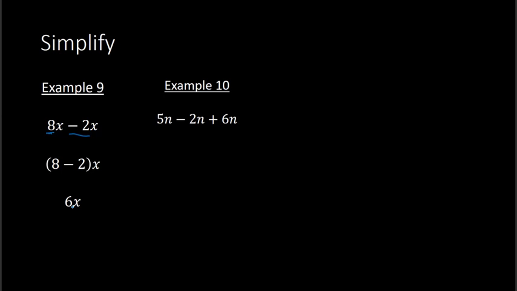Another example, we have 5n minus 2n plus 6n. To combine, or to simplify, I look at the coefficients. So the 5 minus 2 plus 6. 5 minus 2 plus 6 would be 9. So what I have is going to be 9 n's.